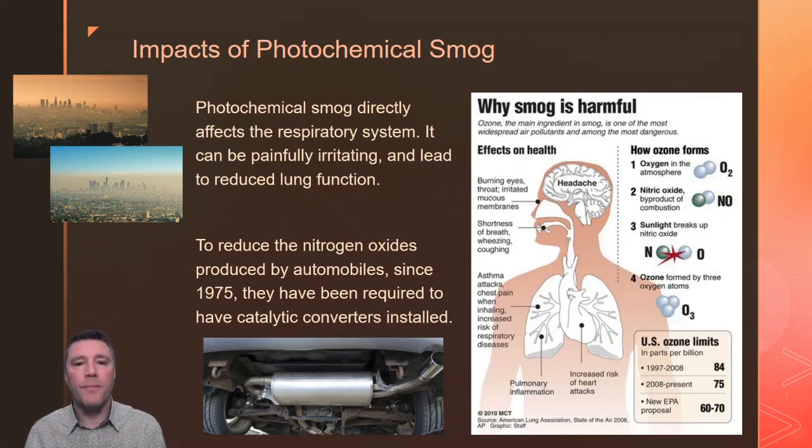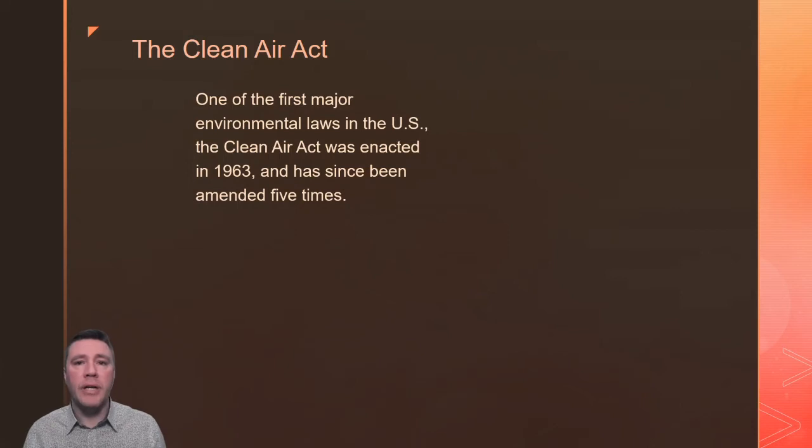In 1963, one of the first major environmental laws was passed in the United States. Since then, it has been amended 5 times in 1965, 67, 1970, 77, and 1990. With each amendment came new regulations and/or requirements for pollution control.